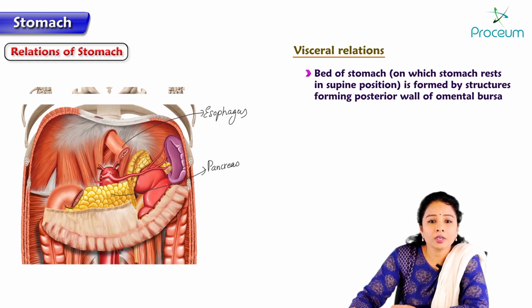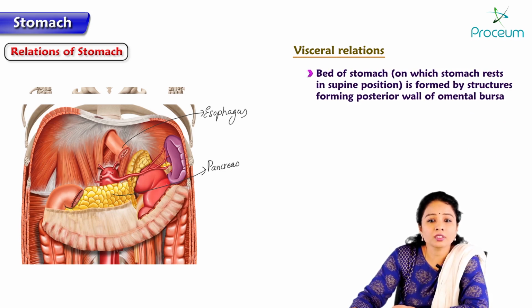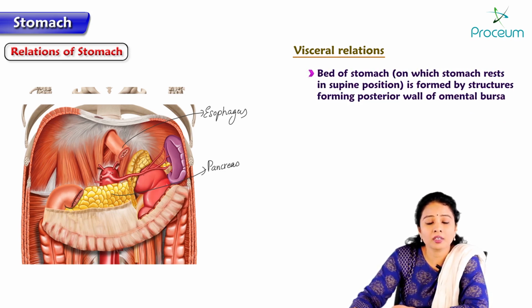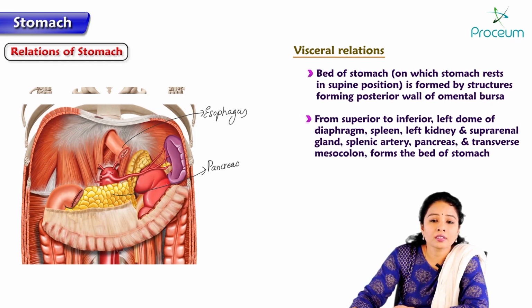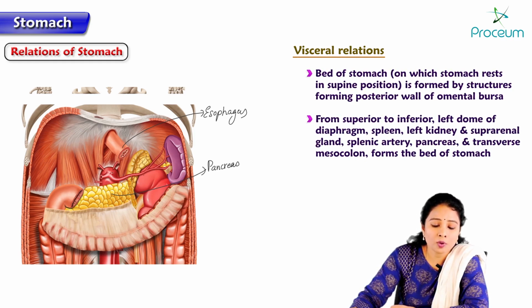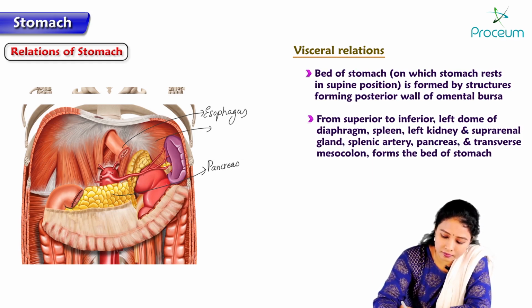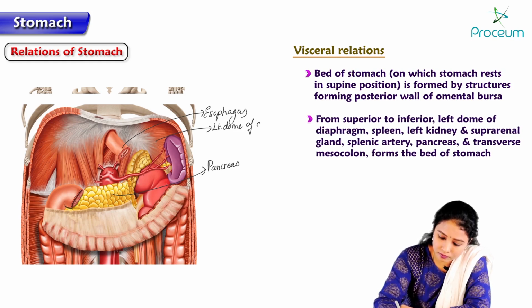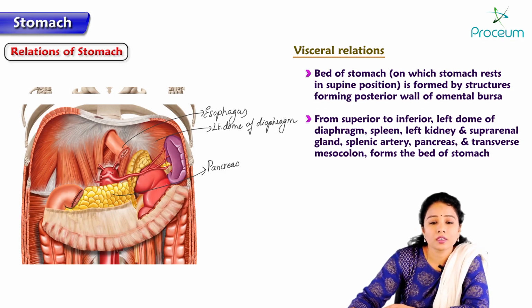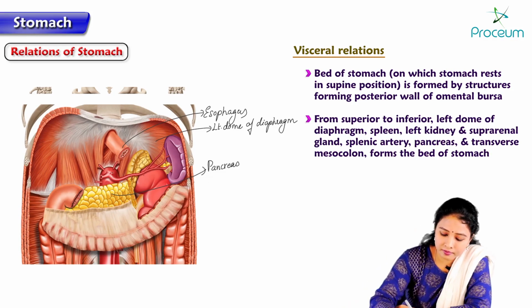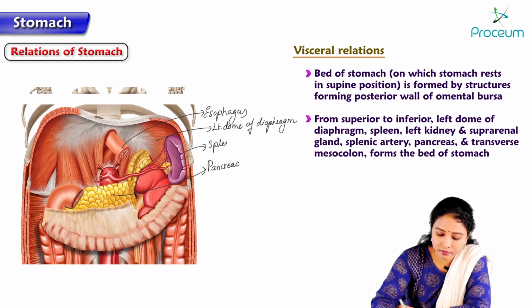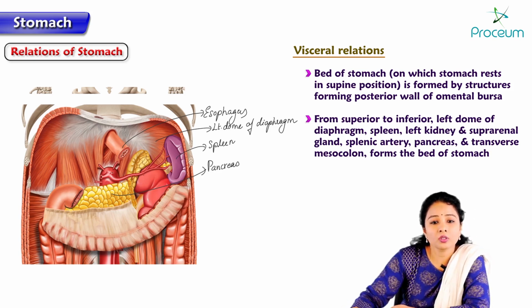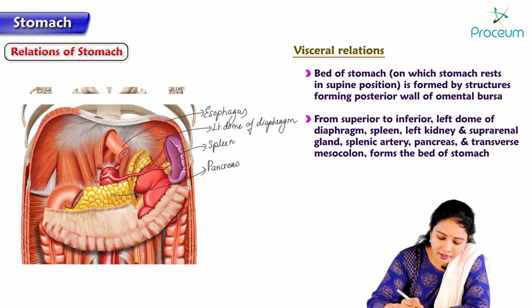So the bed of the stomach, on which the stomach rests in supine position, is formed by the structures forming the posterior wall of the omental bursa. From superior to inferior, the stomach bed structures are the left dome of the diaphragm, and it is related to the spleen. And posteriorly, it is also related to the left kidney and left suprarenal gland.